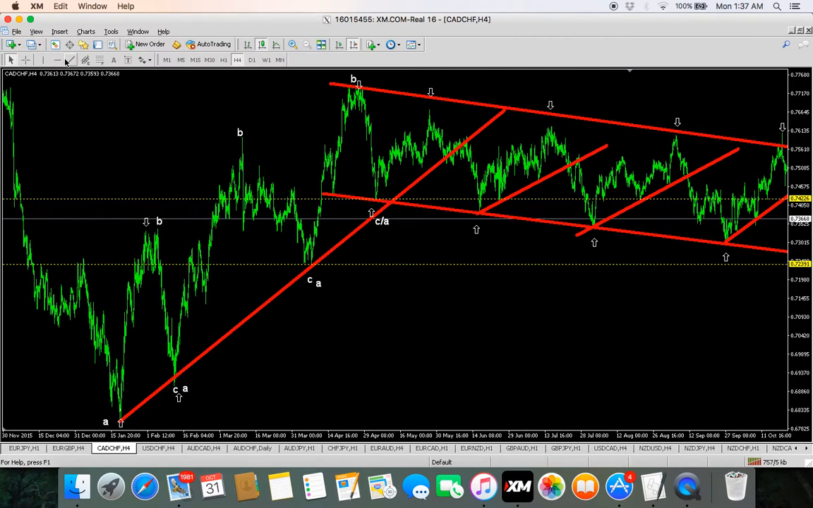There we go. The market is making A, B, C, right? You can see that the market was consistent. It was playing along, guys.